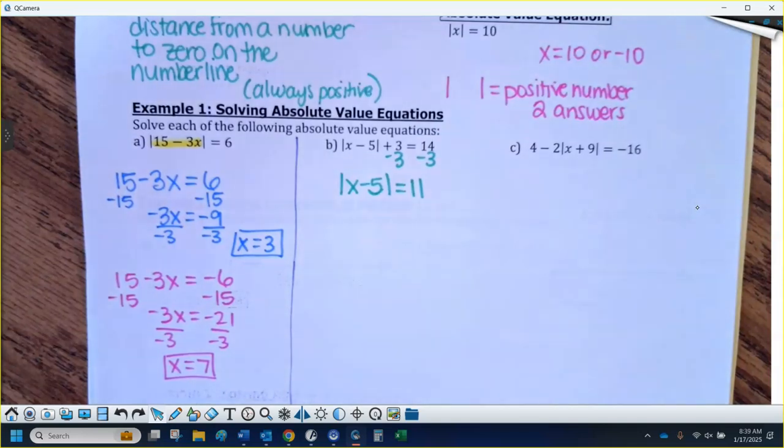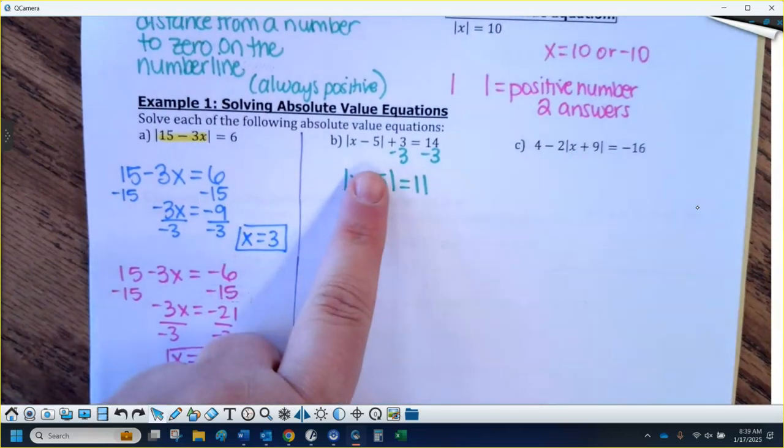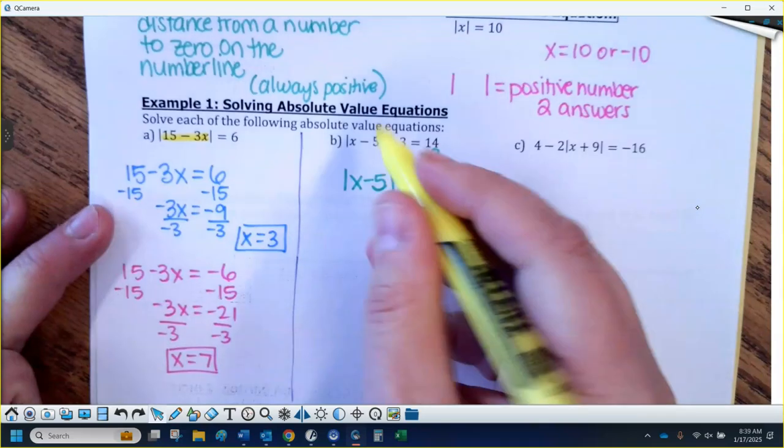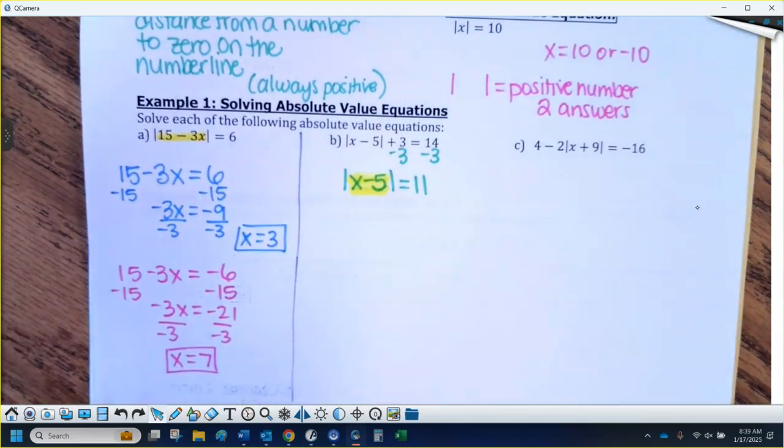Okay, now I've got an absolute value equal to a positive number, so I know I'm going to have two answers. And all I have to do to get those two answers, it doesn't matter what's in here. You're just going to copy whatever's inside the absolute value. Doesn't matter what it is. If it was 11, we'd be good. Or if it was negative 11, we'd also be good because the absolute value would cancel that negative out.